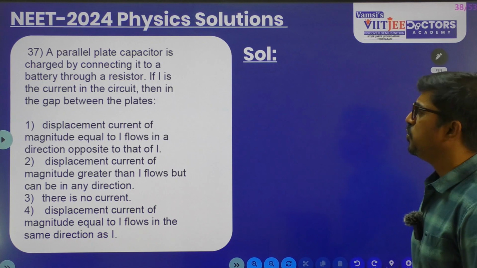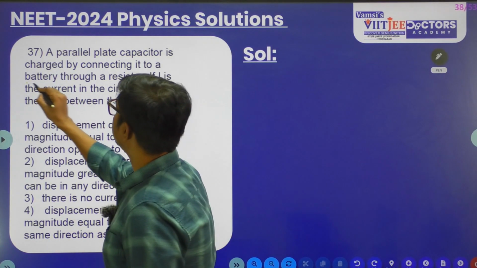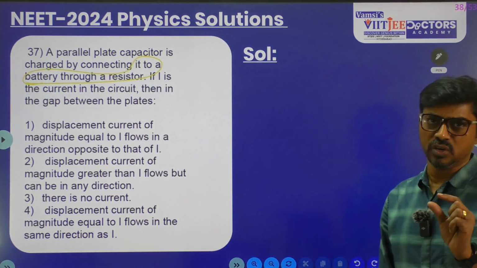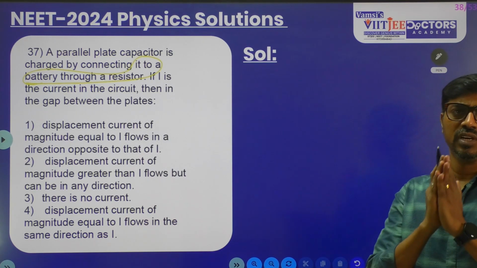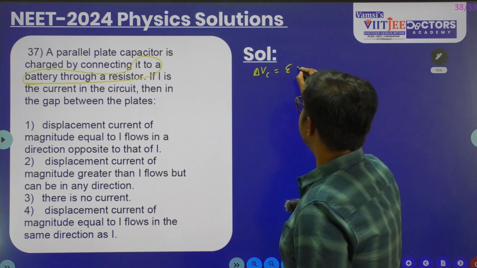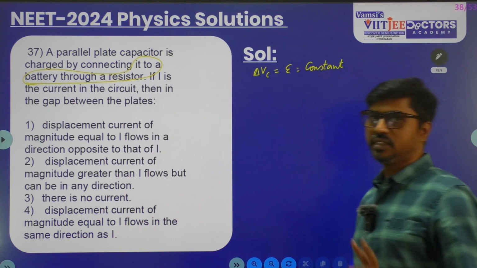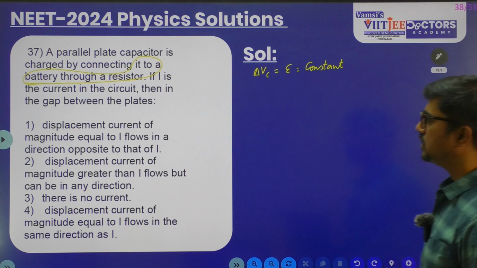Okay, next. A parallel plate capacitor is charged by connecting to a battery through a resistor. So it is connected to the battery, right? Connected to the battery, that is an important phrase. Whenever the capacitor is connected to the battery, you know that the potential difference will remain constant. So first write that. Potential difference across capacitor is EMF, which is constant because it is connected to the battery. Isolated capacitor: charge constant. Connected to battery: EMF, potential difference is constant.